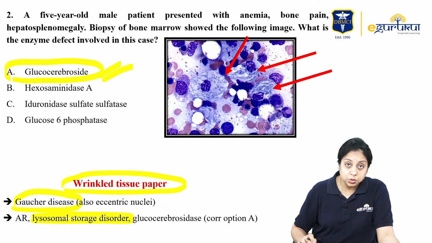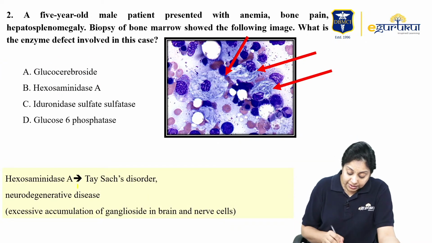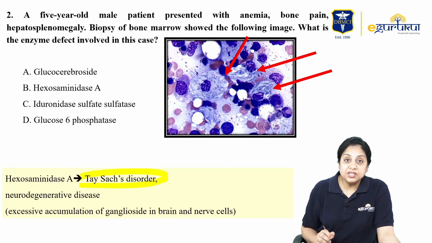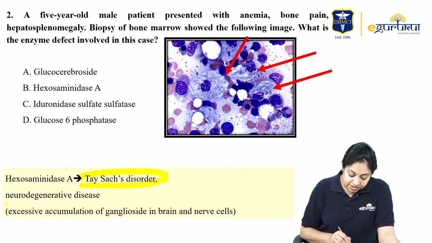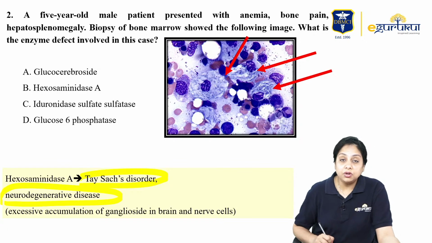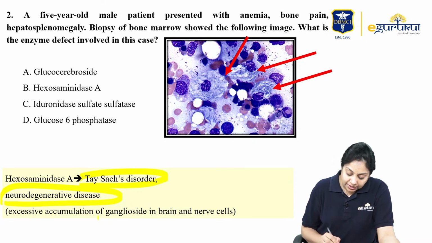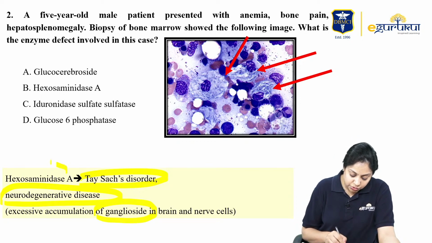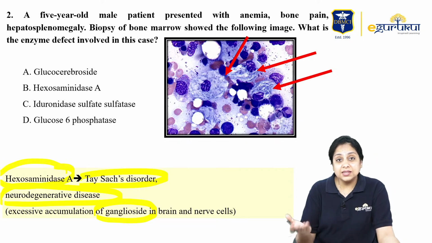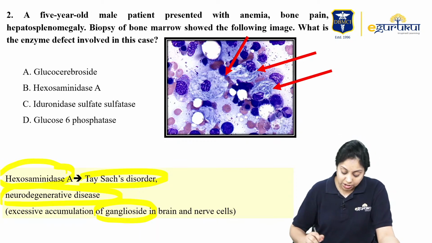Hexosaminidase A would be the choice that will lead to what? Tay-Sachs disorder. And what do we see? We see that patients majorly have neurodegenerative disorders, right? And that is because of what? Hexosaminidase A breaks down gangliosides. That is because of the accumulation of ganglioside in the brain and nerve cells, and any deposition in brain and nerve cells will give rise to neurodegenerative disorders.